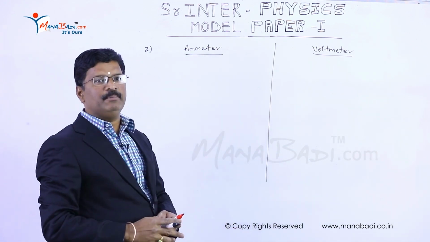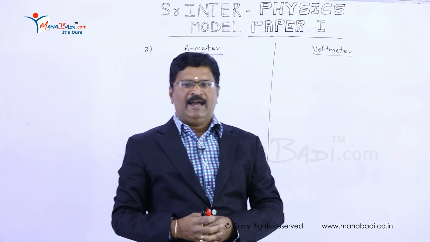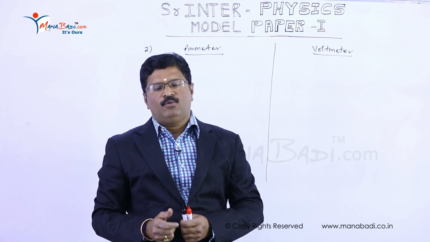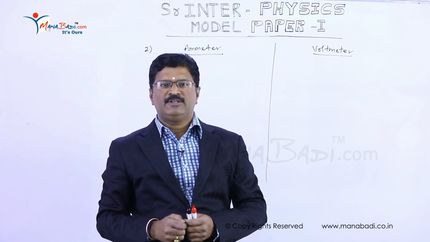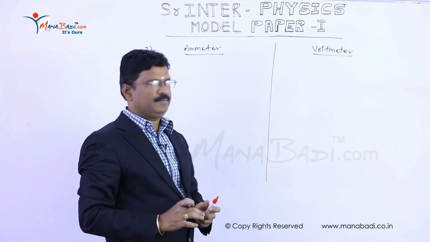Now we are going to compare the ammeter and voltmeter. Basically, by definition, an ammeter is a device used to measure the current, and a voltmeter is a device used to measure the potential difference across an element. The element may be a resistor.